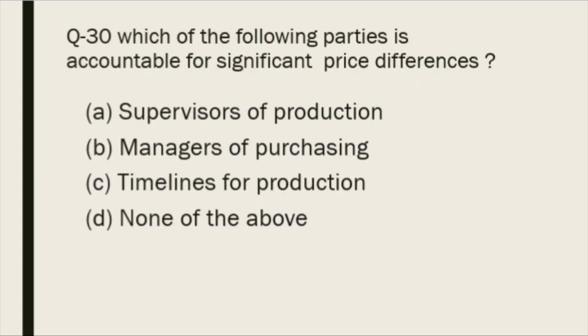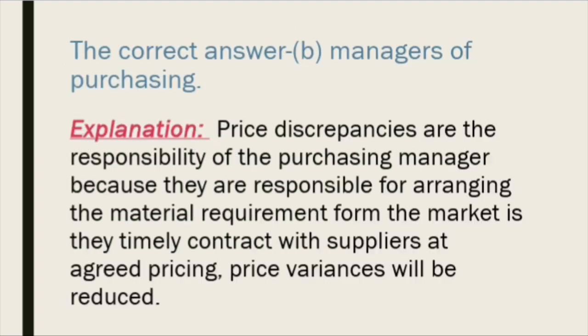Next question. Which of the following parties is accountable for significant price differences? The four options are as follows. Supervisors of production, managers of purchasing, timelines for production, none of the above. The correct answer is managers of purchasing. The explanation is that price discrepancies are the responsibility of the purchasing manager because they are responsible for arranging the material requirement from the market.